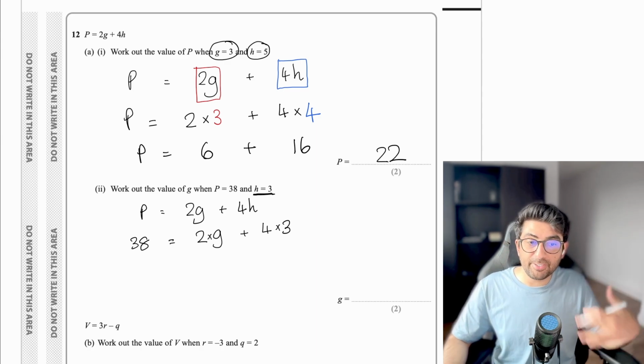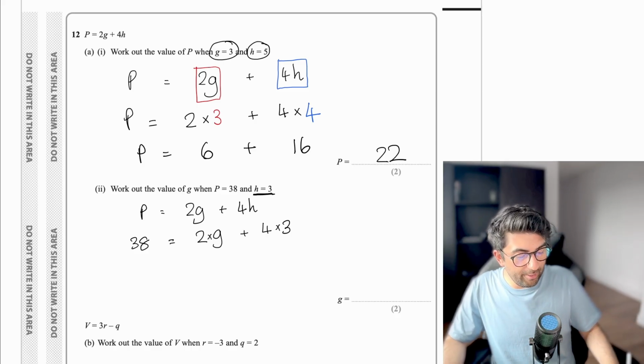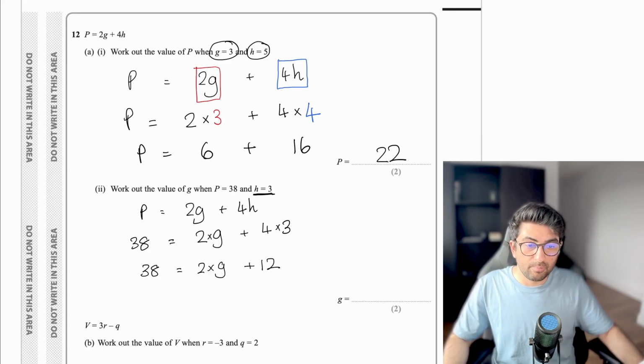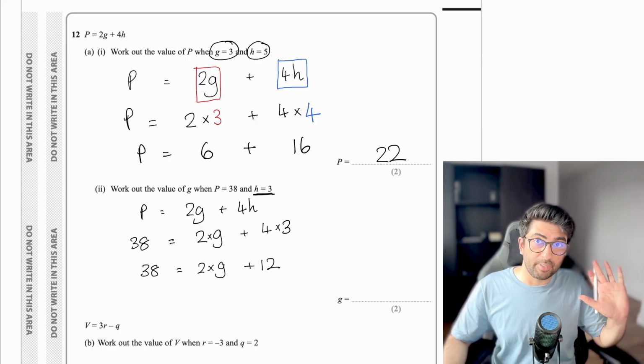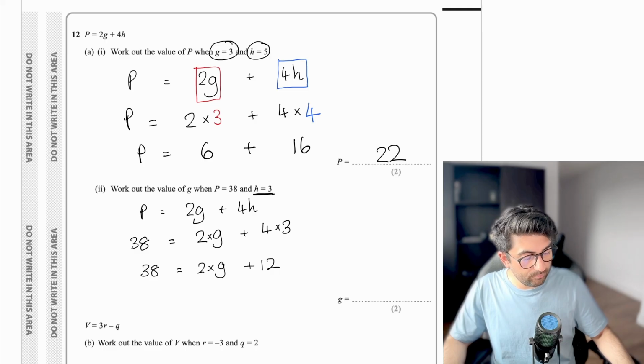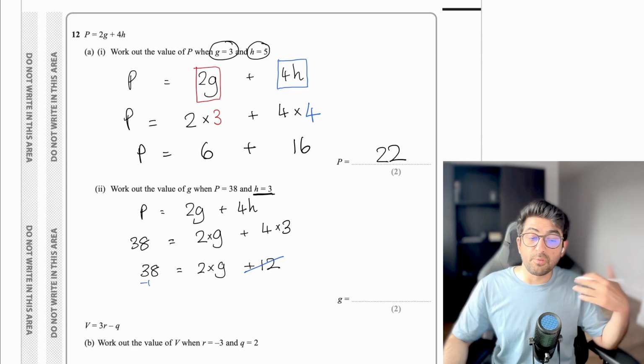Okay, so now we can start working some things out. We know the 38. We don't know the G, so we'll leave that like it is. And we know 4 times 3 is 12. Okay, so far so good. Now using algebra, we can move things from the right-hand side to the left-hand side. So if I subtract 12 from here, that goes away, and I do a subtract 12 on this side. So 38 take away 12 is 26.